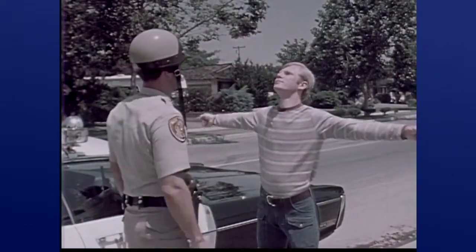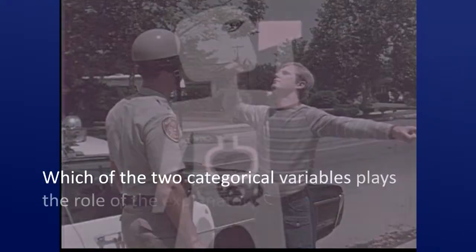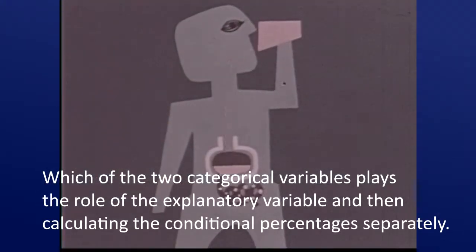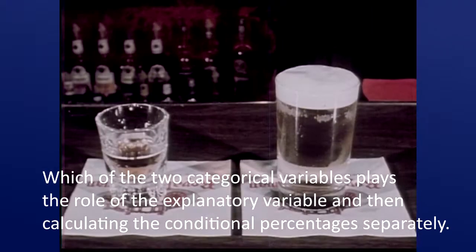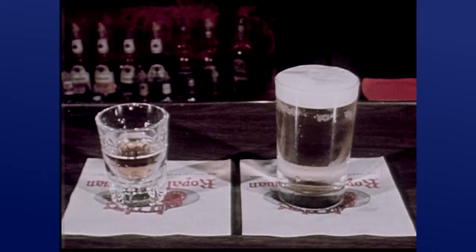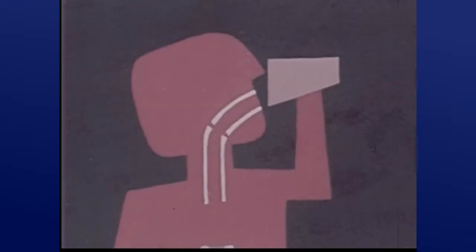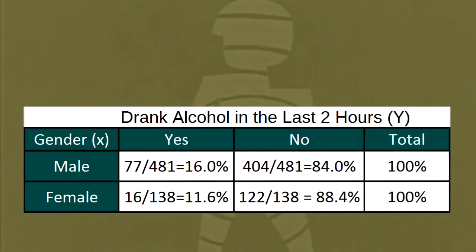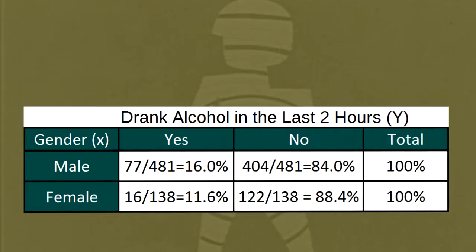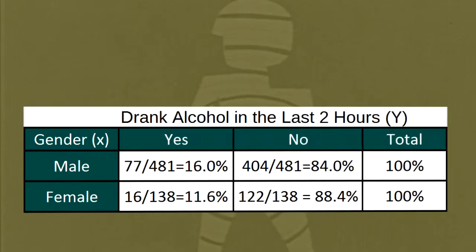The key to reporting appropriate summaries for a two-way table is deciding which of the two categorical variables plays the role of the explanatory variable and then calculating the conditional percentages separately. That is, the percentages of the response variable for each value of the explanatory variable. In this case, since the explanatory variable is gender, we would calculate the percentage of drivers who did and did not drink alcohol for males and for females separately. Here's the table of the conditional percentages.